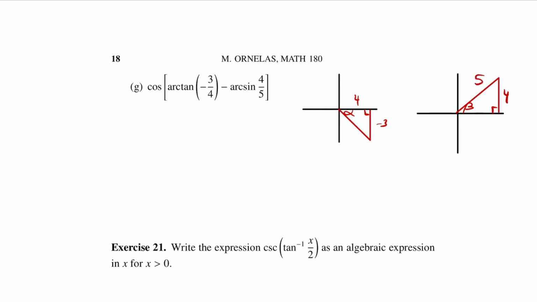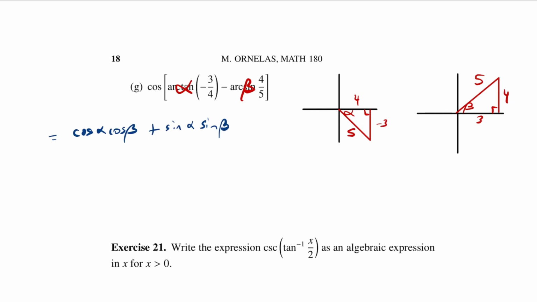And that's our beta. And that's opposite over hypotenuse because it's sine. This is a 3, 4, 5. And this is also a 3, 4, 5. Right, once you have that, we are calling this alpha, we're calling this beta. So we have to use the difference formula. If you recall, the difference formula is cosine times cosine plus sine times sine. You can refer to your formula sheet if you need to.